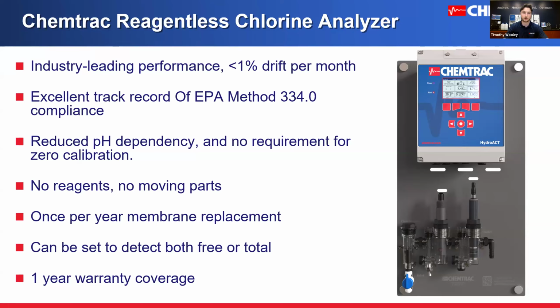As we covered, these have no reagents, no moving parts within them. We have a once per year membrane replacement and about a once every 6 months to a year replacement of the electrolyte that goes within that membrane. These come from our warehouse. They can be set to detect both free or total chlorine. The price is the same whether you're purchasing both free or total. And they all come with a 1 year warranty.